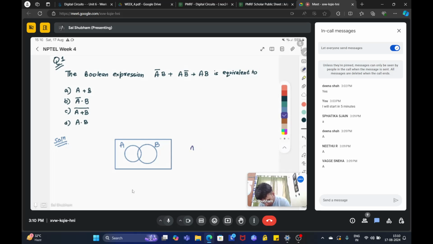So here A bar B represents this intersection. Similarly, AB bar is this region. Now we have AB, which is this region. So if we add all of them, which is equal to A plus B. So the correct answer is A. Fine. Moving on to the next question.